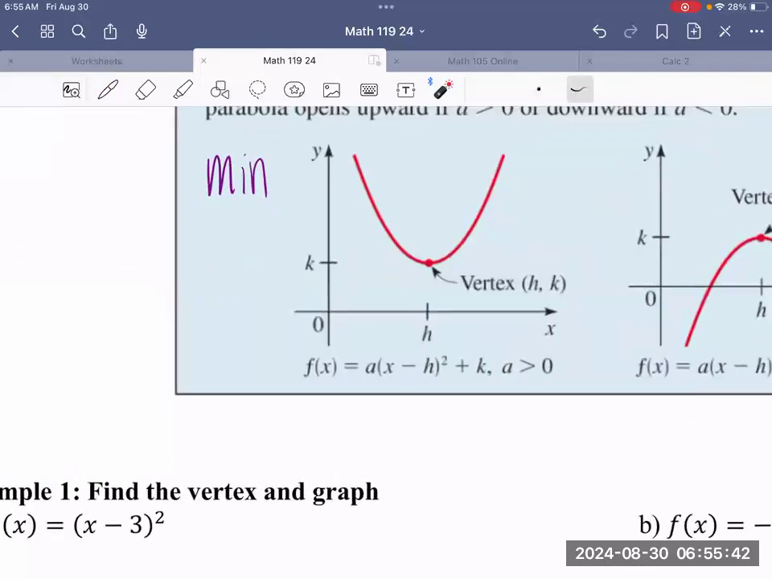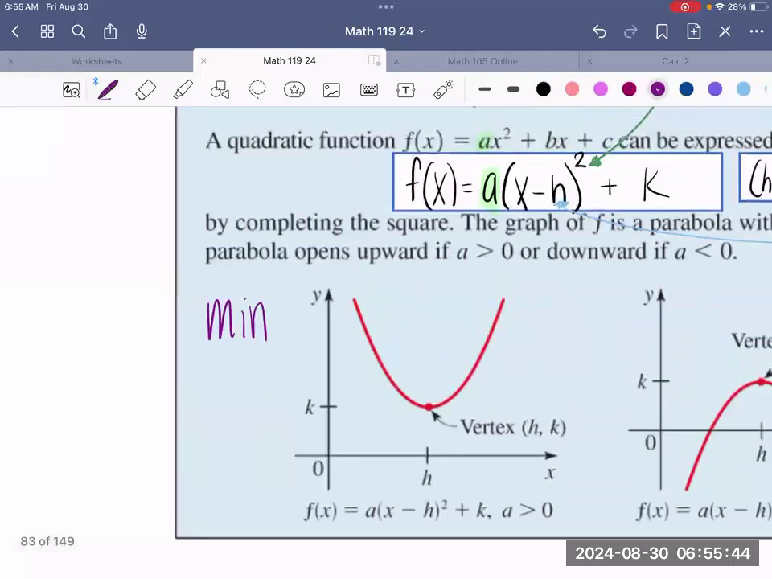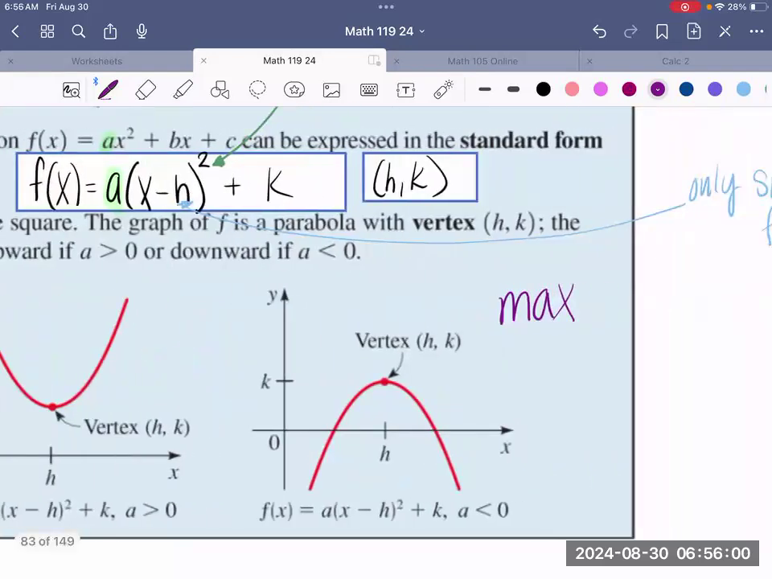Now, this minimum will occur if your a value here, the same a over here, if a is greater than 0. So if a is positive, we're going to have a minimum value. We're going to be concave up. We're going to be going upwards. Whereas we'll have a maximum when a is less than 0. So if a is negative, we're going to be concave down.